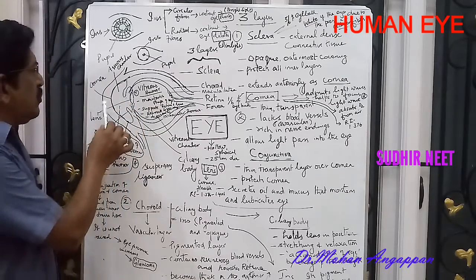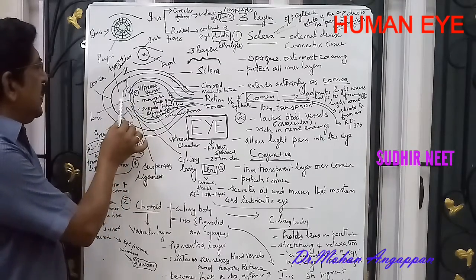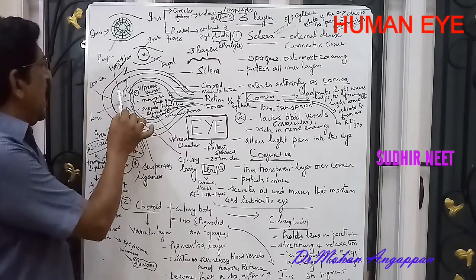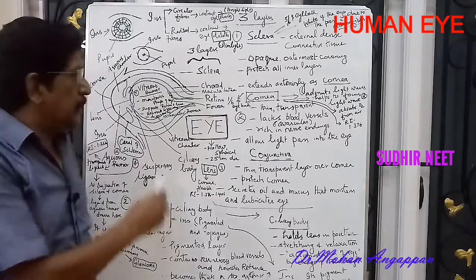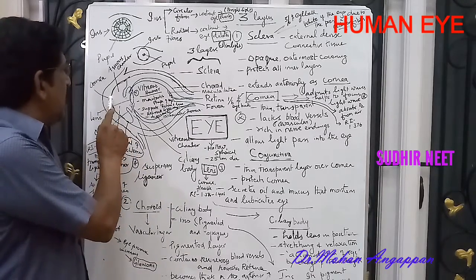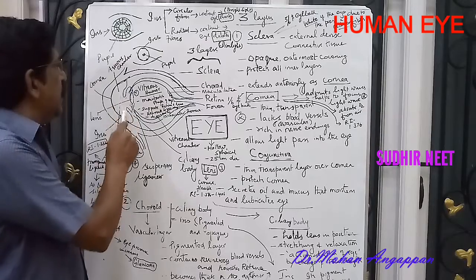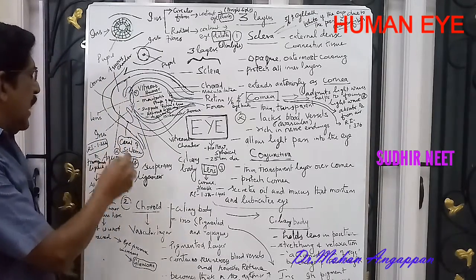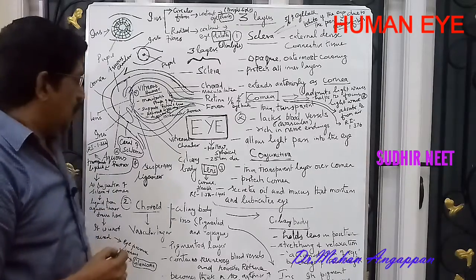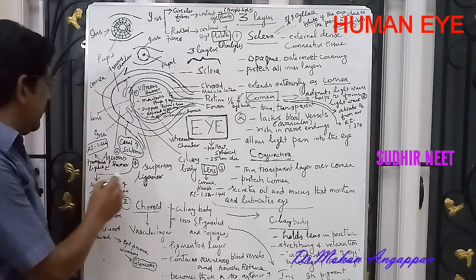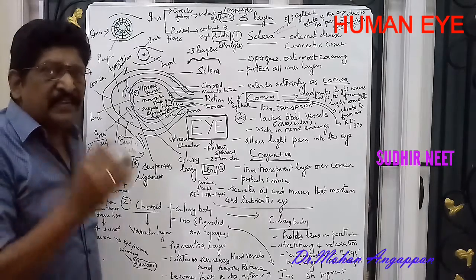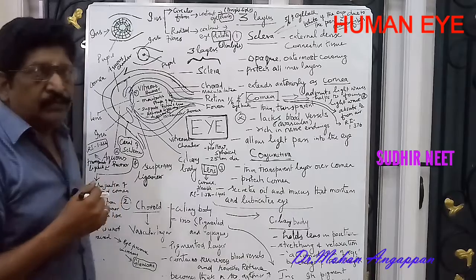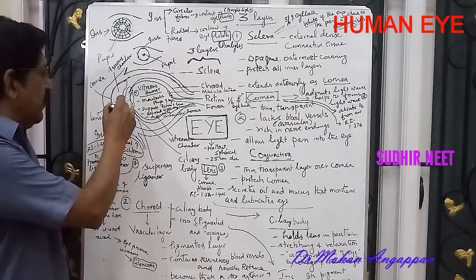Then we have to see these portions. Between the cornea and the lens, you get a chamber called the aqueous chamber, that contains a liquid, aqueous humor. It's a transparent liquid. Aqueous humor is a transparent liquid having a refractive index of 1.334.